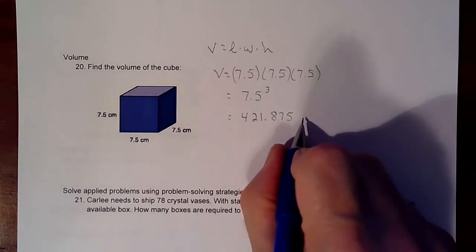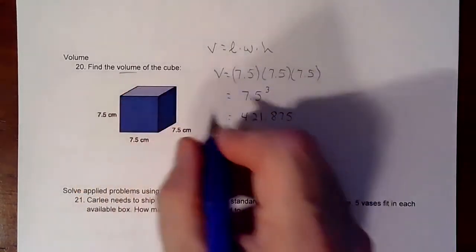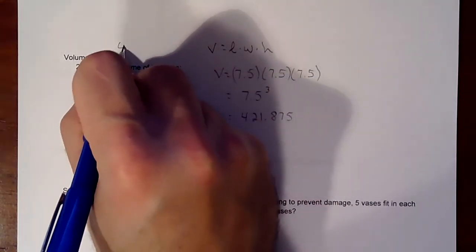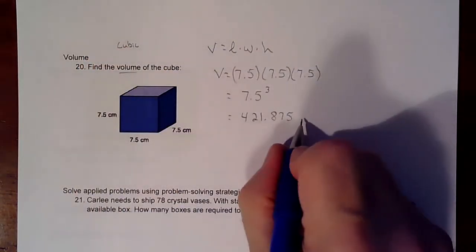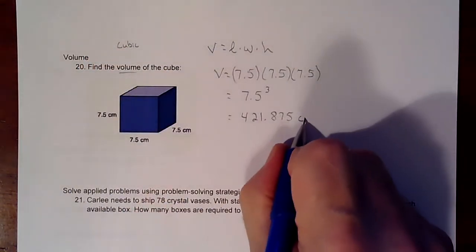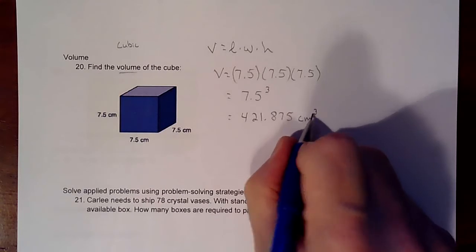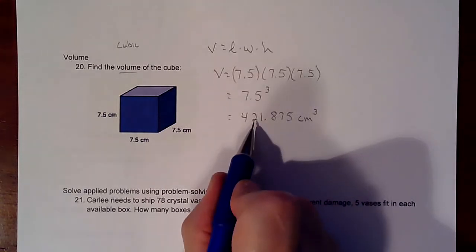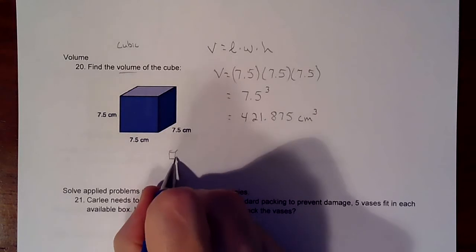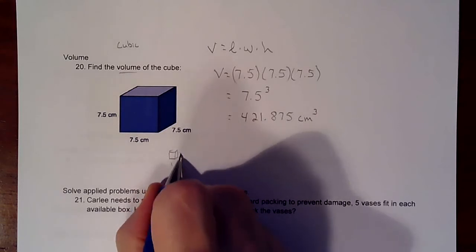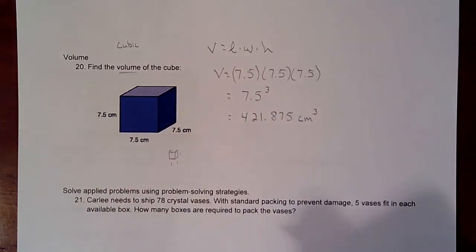And then label to this, anytime you're talking about a volume, you're talking about a cubic measurement. Okay, it's a space kind of a thing. So you have centimeters cubed. So it basically means there's 421 little cubes that are 1 centimeter by 1 centimeter by 1 centimeter that would fit within that box.